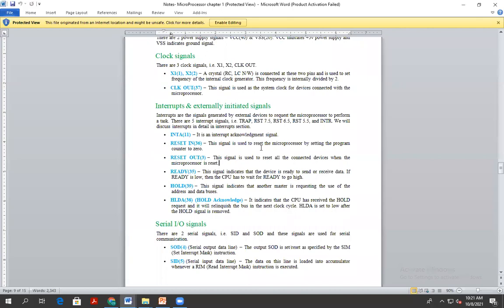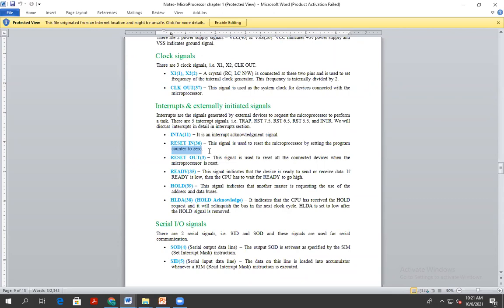In this signal, the microprocessor is setting the program counter to 0. Let me give a real world example. If your mobile is sometimes hanging or restarting, or not working in a proper manner, what do you do? You go to settings and reset it. Once you reset, all the apps get reset and started from the initial conditions, right? So when something hampers the working, that time you reset.